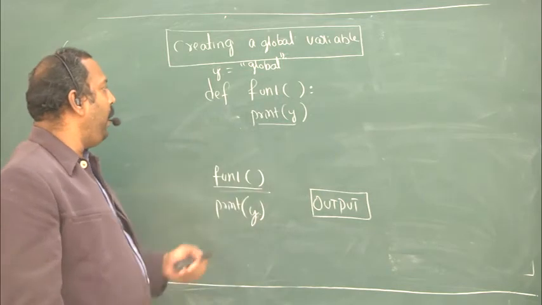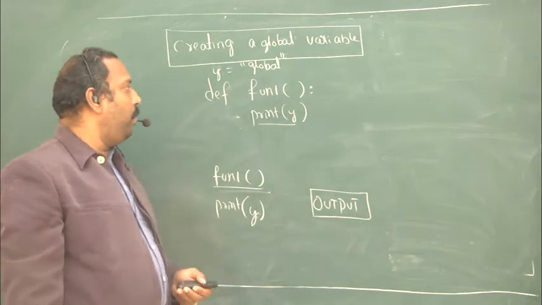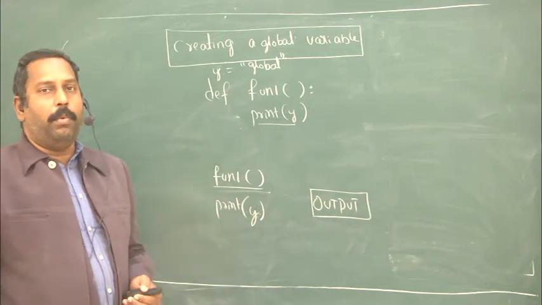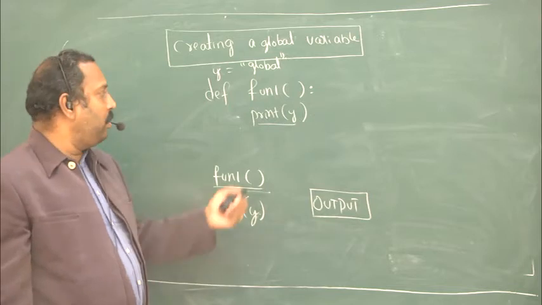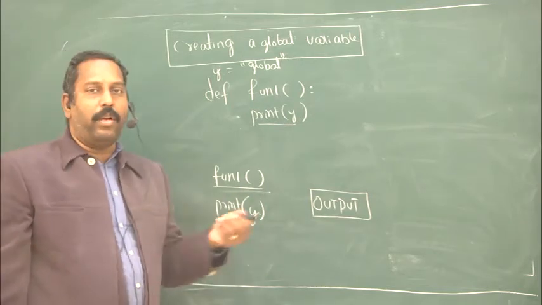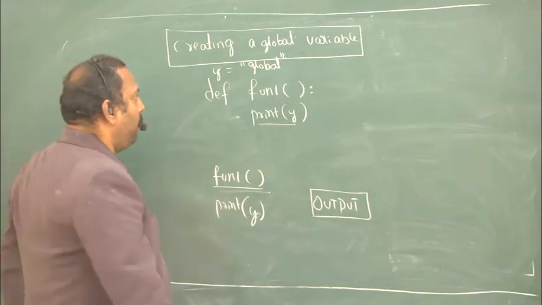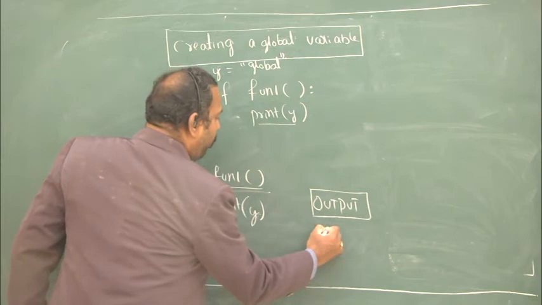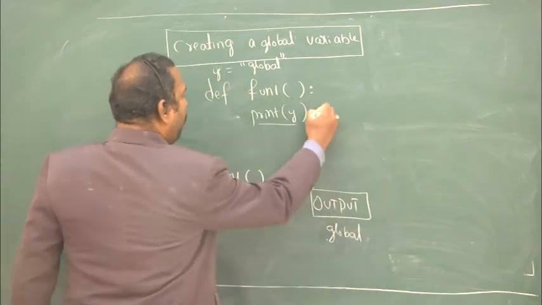So print y means first it will check the local scope. In the local scope y is not available. Enclosing scope is not available because it is not a nested function. Next it will check the global scope. So yes, y is available at the global scope. That's why it will print the output global for this print.